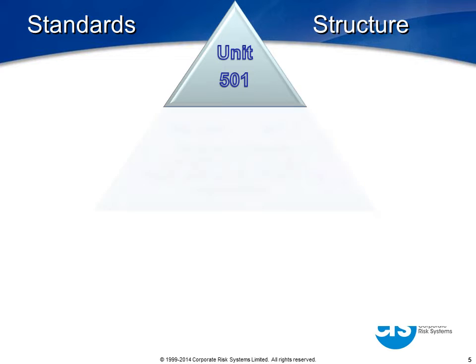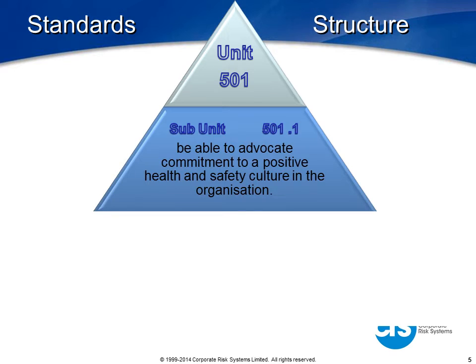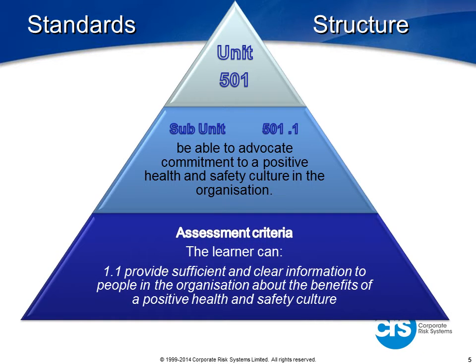Within 501 there are 3 subunits. The first of these is to be able to advocate the commitment to a positive health and safety culture within an organisation. For this first subunit, there are 5 separate assessment criteria. The first of these is to provide sufficient and clear information to people in the organisation about the benefits of a positive health and safety culture.